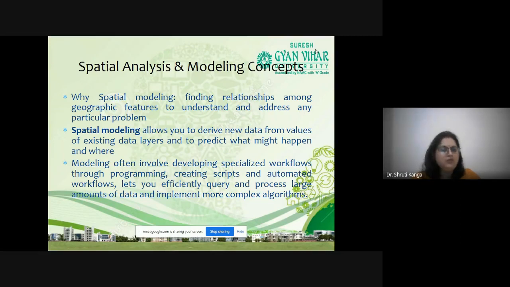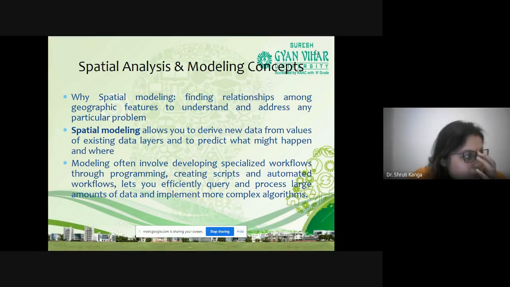Then modeling often involves developing specialized workflows through programming. Creating scripts and automatic workflows lets us efficiently query and process large amounts of data for implementing more complex algorithms. Okay, so modeling also involves techniques where we are using different kinds of programming languages, creating different scripts and automated workflows, which is very helpful in different points of queries and processing of data, which helps us to solve different complex data problems or algorithms. It helps, this kind of modeling.